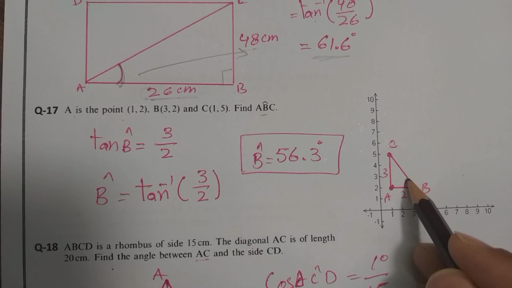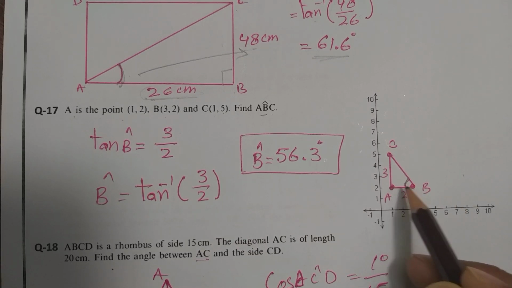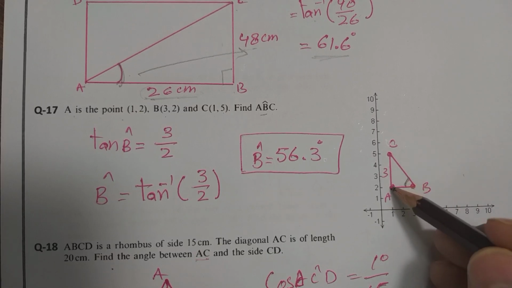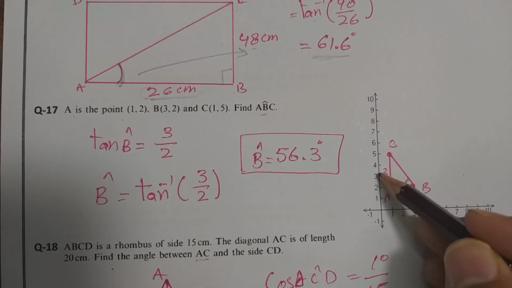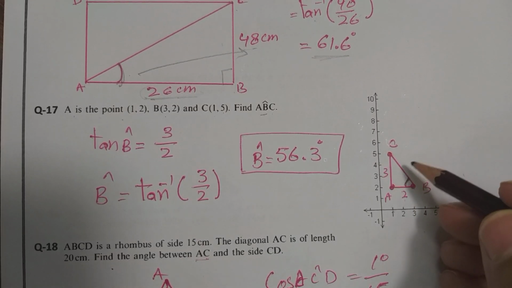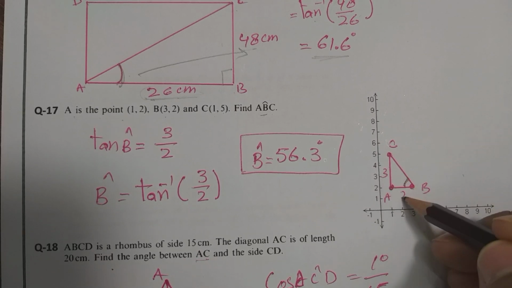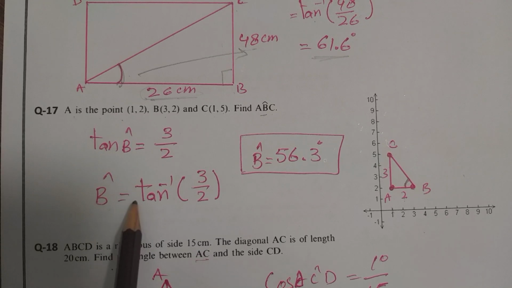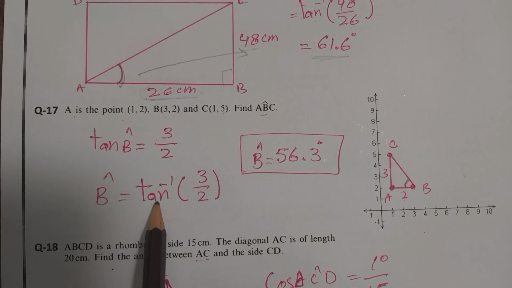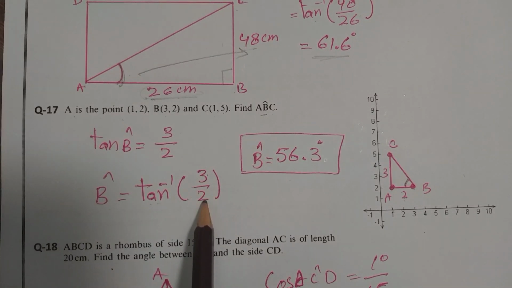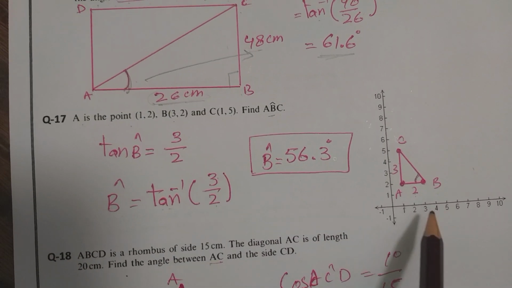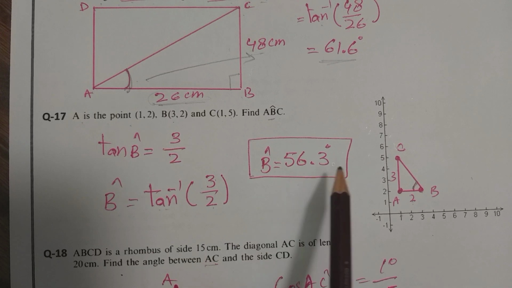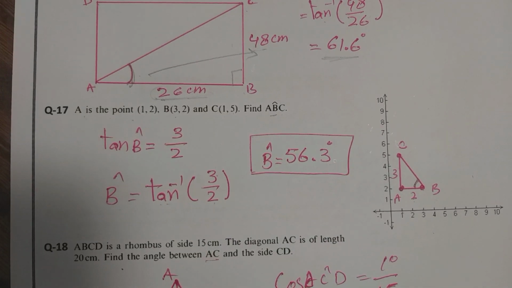So we need to find angle B. From here, we use 2 units for the base, and from here to here, 1, 2 and 3 units for the height of the triangle. So opposite and adjacent, again the tan formula. We know that the angle equals shift tan opposite over adjacent. Opposite is 3 and adjacent is 2. Simplify, and you'll find the angle 56.3 degrees.